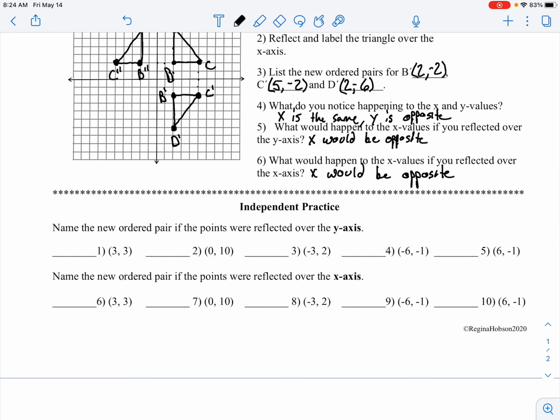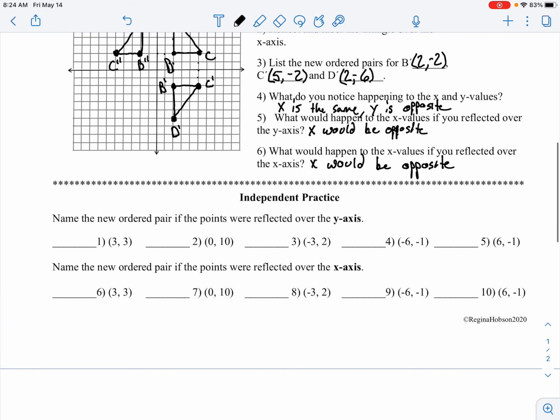All right, so let's do the first one of each of these rows here, just so you can get an idea. So, name the new ordered pair if the points were reflected over the y-axis. So remember, when we're doing the y-axis, it's actually the x value that changes. So 3 would become -3 for that first one, and then the other 3 would stay the same. So I change the x value to the opposite because I'm going over the y-axis.